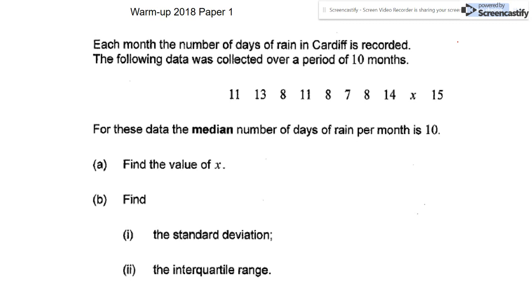Okay, so this is a little bit of one variable stats. We have some data here. It represents the number of days of rain in Cardiff recorded each month. And then they give us some information. They tell us the median of the number of days of rain per month is 10.